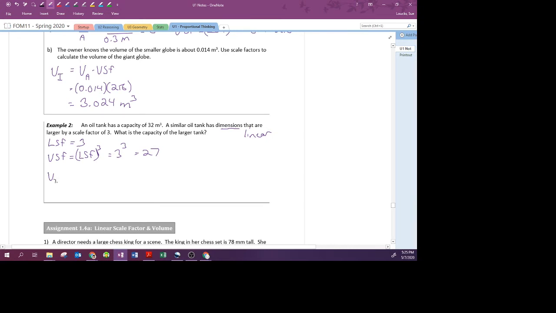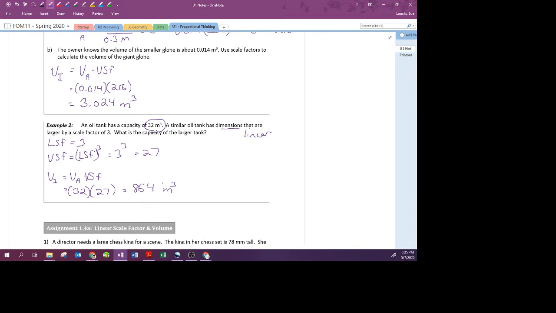So the volume of the image is the volume of the actual times the scale factor. That would be the volume scale factor if we want to write it that way. So this is 32, the volume of the original tank, times the volume scale factor, which is 27. So that is 864 meters cubed. So it gets a lot bigger really fast. Okay? All right. Go ahead.